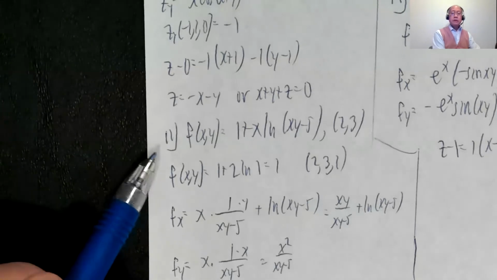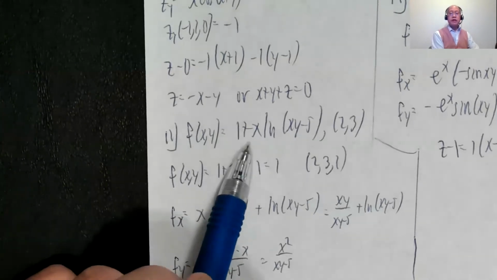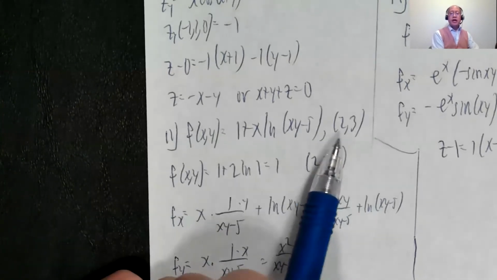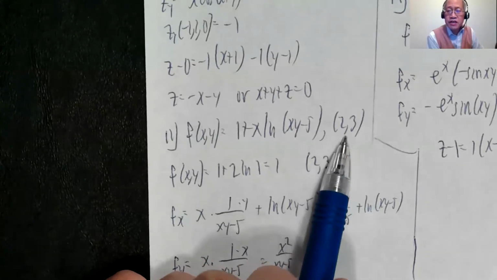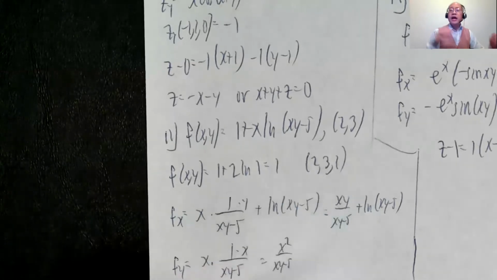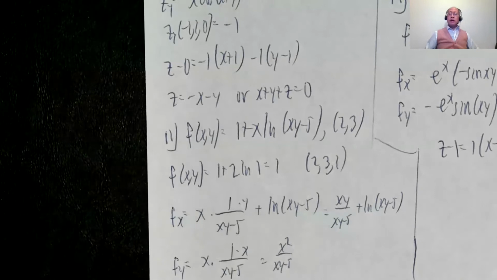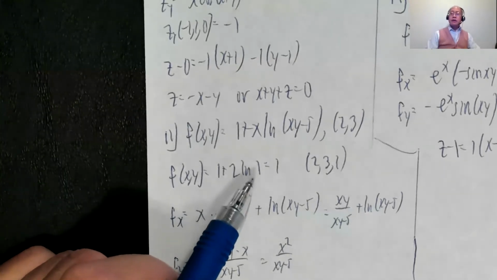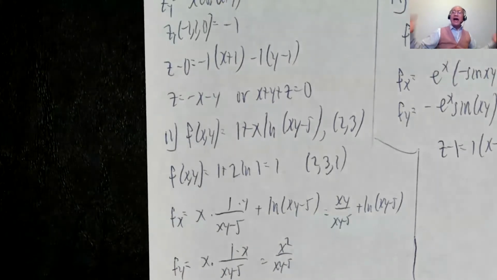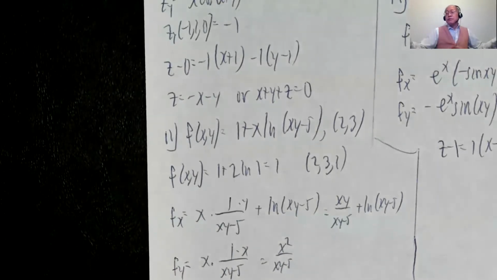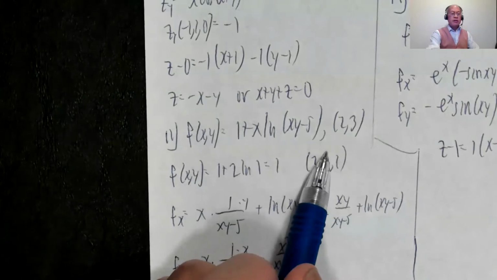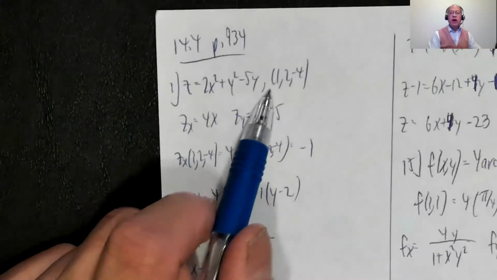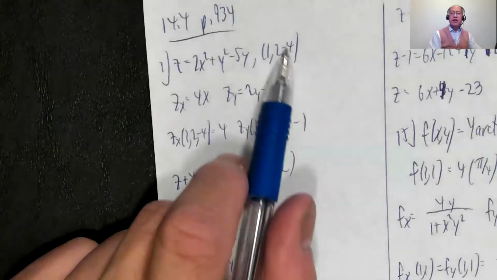Okay, 11, f of (x, y) is 1 plus x ln (xy minus 5) at (2, 3). They did not give me the z value here, but you can just plug in to find the z. That's just like in Calc 1, right? At first, they might say, find the equation of the tangent at (3, 10). But maybe later they just say at x equals 3. They don't give you the 10, but you can just plug in to figure out the 10. So likewise here, in these problems, they give you x, y, and z, but technically they didn't have to give you the z, right? You can just plug it in to figure it out.